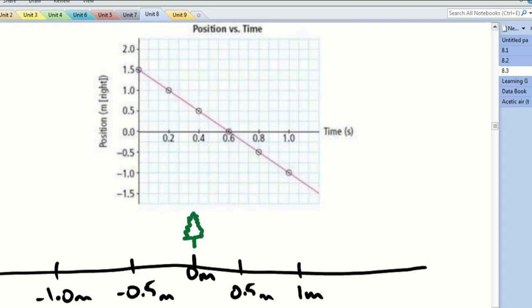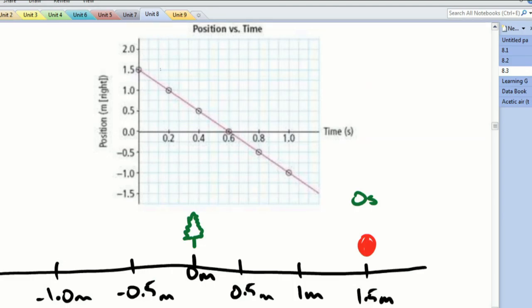Now, I guess I need 1.5 out here. Okay, so I have this red ball. At 0 seconds, my red ball is 1.5 meters to the right of something. Okay, we all happy with that? That's this point right here. 0 seconds on my x-axis. The object's 1.5 meters to the right.